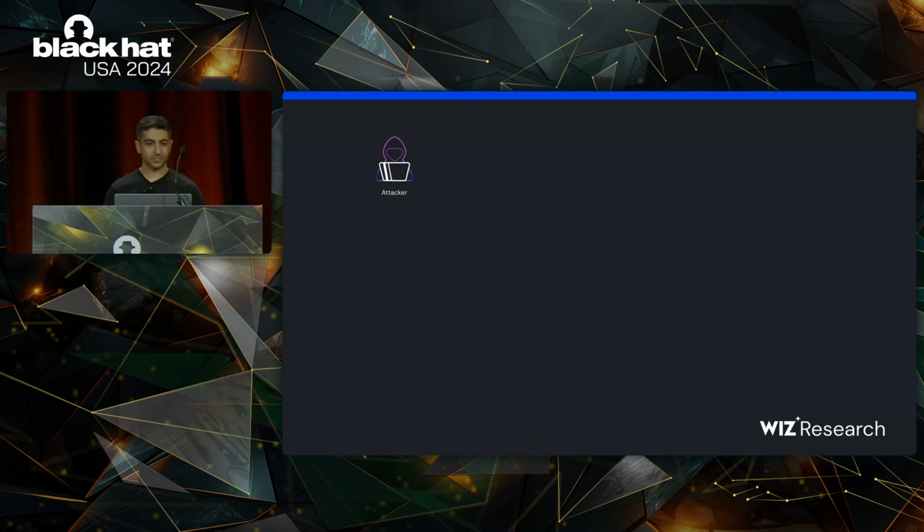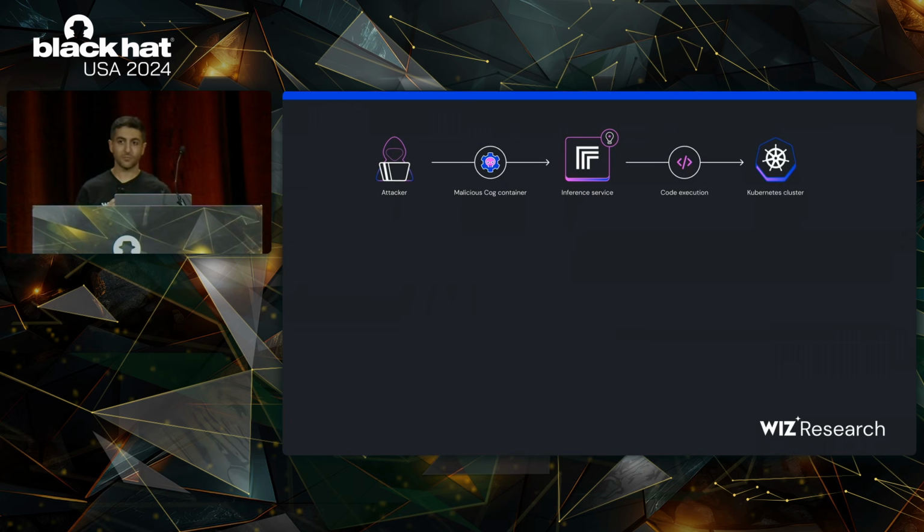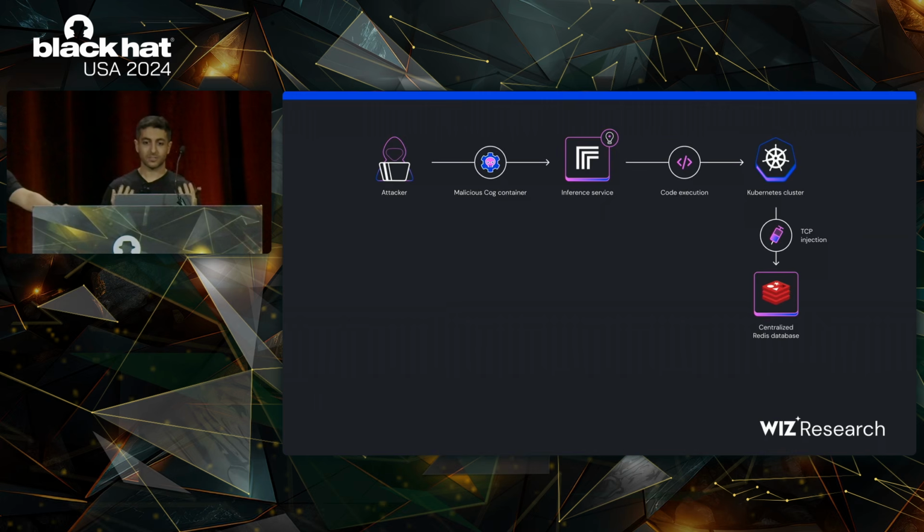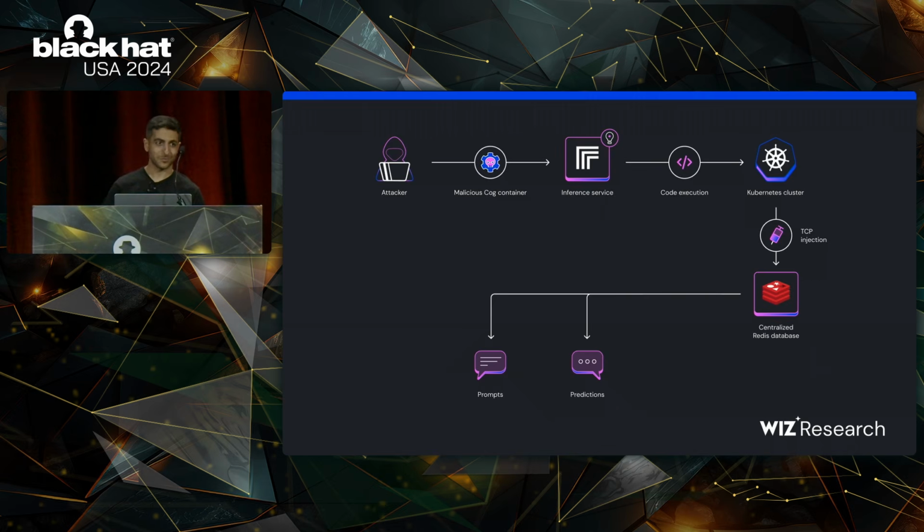Just to illustrate the whole attack from start to finish, it would look something like this. First, we crafted a malicious code container. Then we uploaded it to the Replicate inference service, which gave us remote code execution within their Kubernetes cluster. Then we used the TCP injection attack to bypass authentication to the centralized Redis database, where we found all of the prompts and predictions, meaning the answers to the prompts, of Replicate customers.